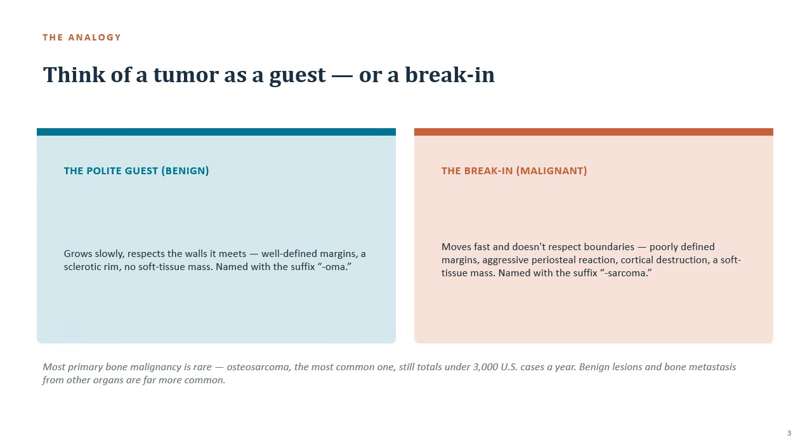So one thing to note about these tumors, most primary bone malignancy is actually pretty rare. Osteosarcoma is the most common, but there still are not a lot of cases in the US. All right, benign bone lesions and bone mets from other organs are more common than seeing these primary bone cancers.